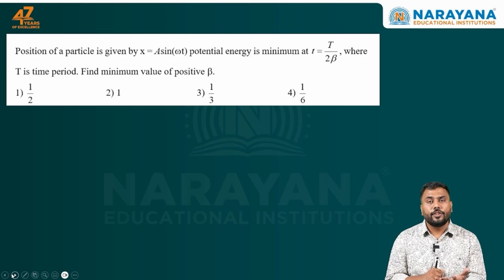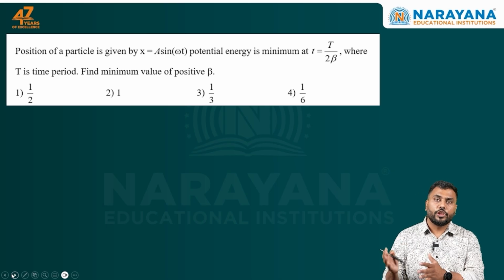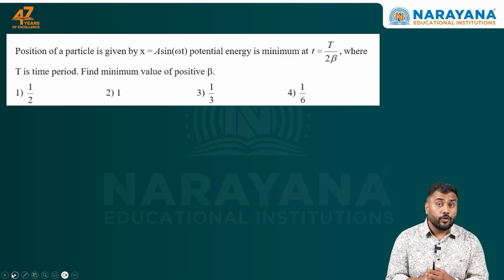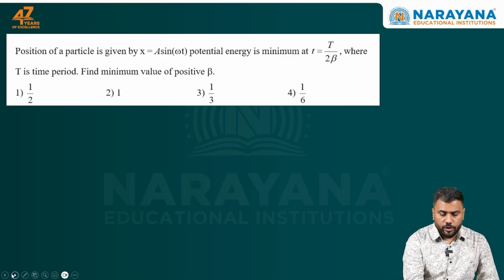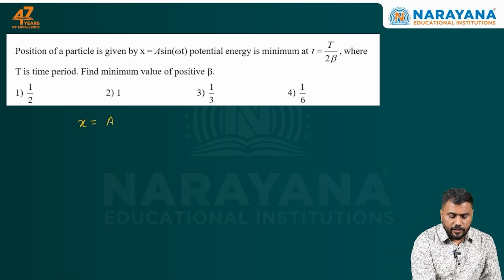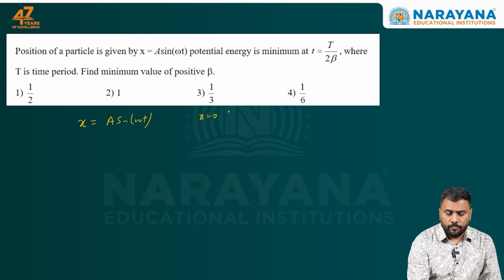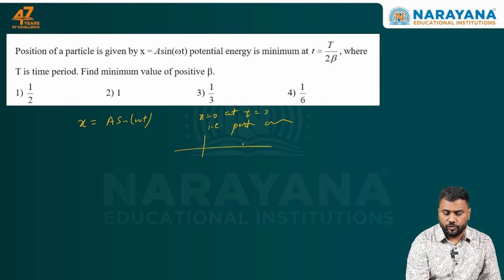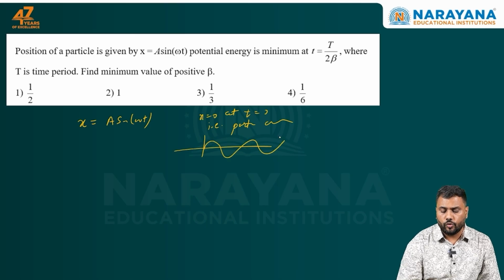So, they are asking you to find the time when the potential energy is minimum. The particle, you can observe, is starting from the mean position. The equation given to us is x equal to a sin omega t; at t equal to 0, x is 0. That means the particle starts from the origin.